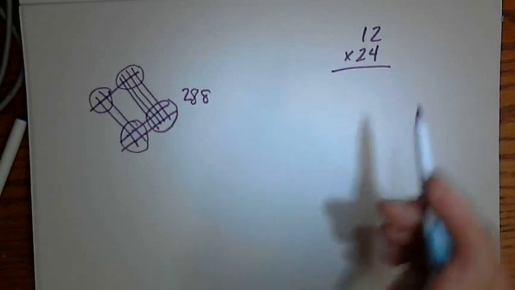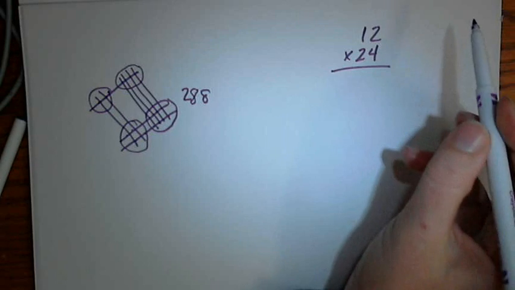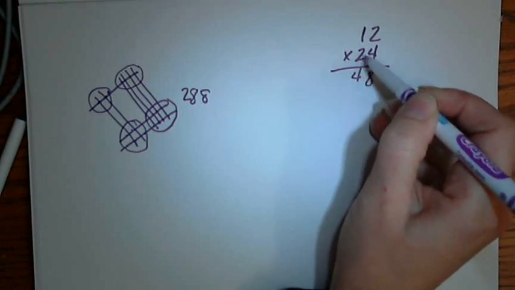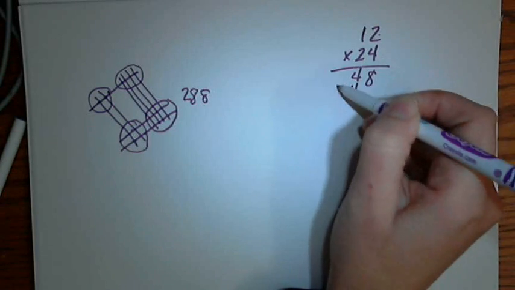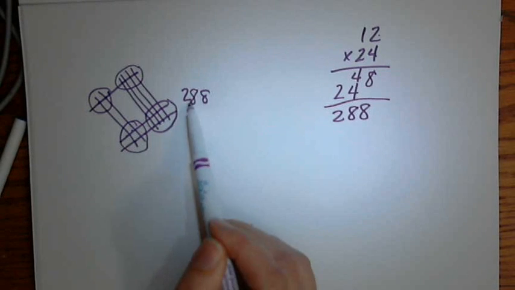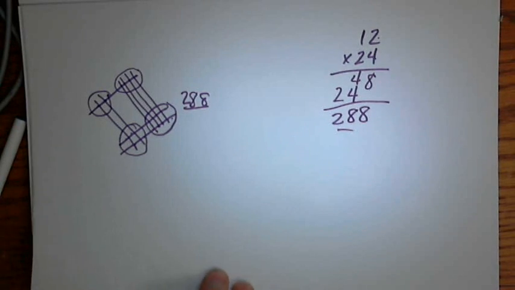Just to double check that, let's come over here and check the work with our traditional method of multiplying numbers together. 2 times 4 is 8. 4 is there. 2 times 2 is 4, and 2. So that's going to give me 288. Voila, I got the same answer. But this way I didn't have to do any math, right? Let's try another example and see if we can get it to work out again.